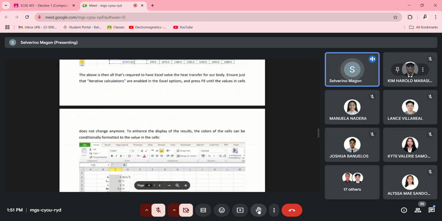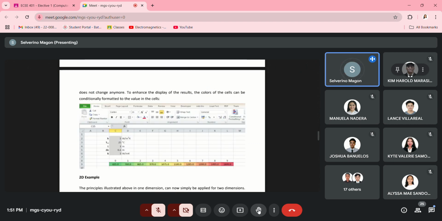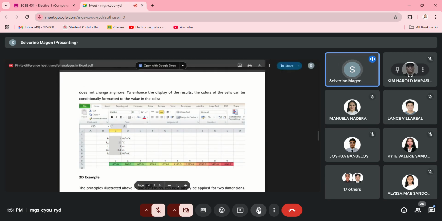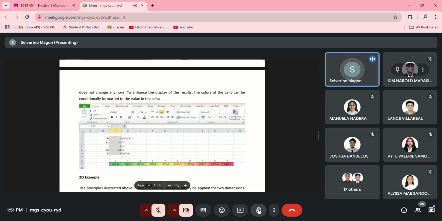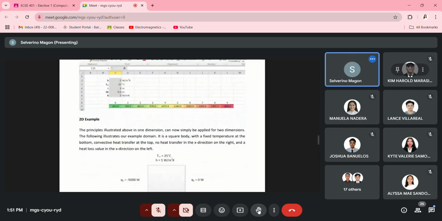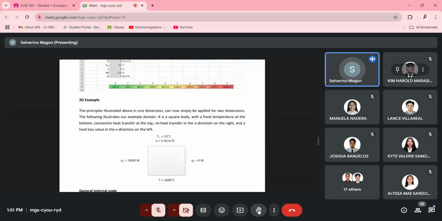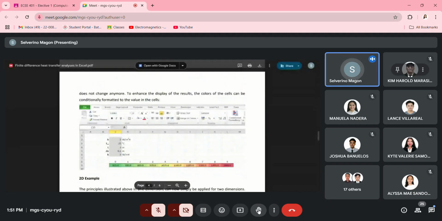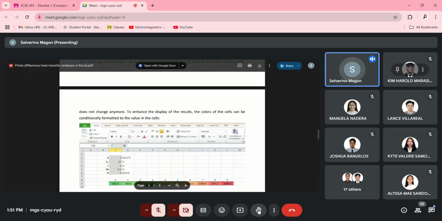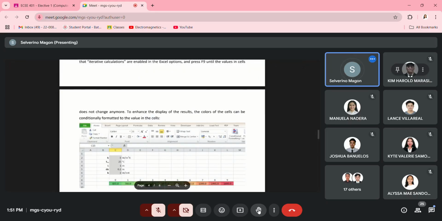You can also set conditional formatting so that the colors will change depending on the value of the temperatures. Later we will cover the 2D example. But first, please start to work on this exercise. I will show you how I was able to implement the same in Excel now.